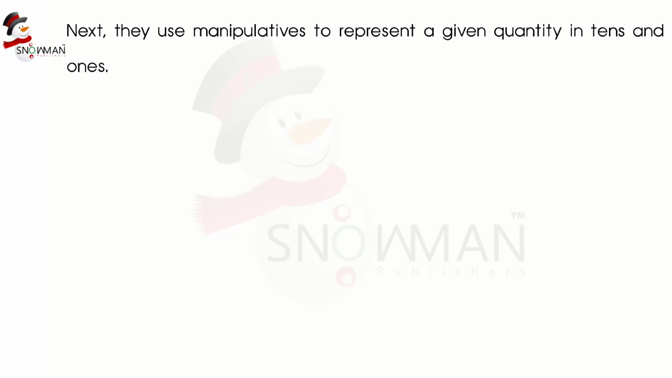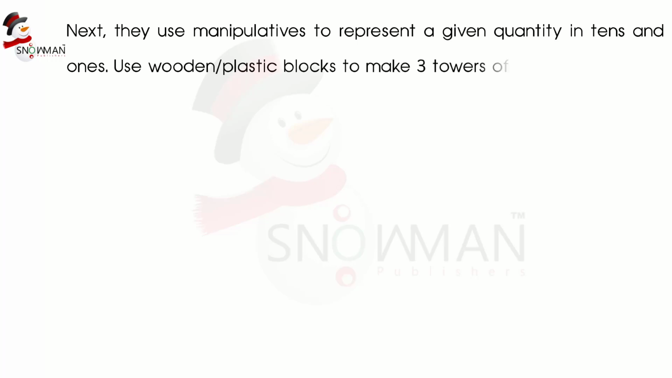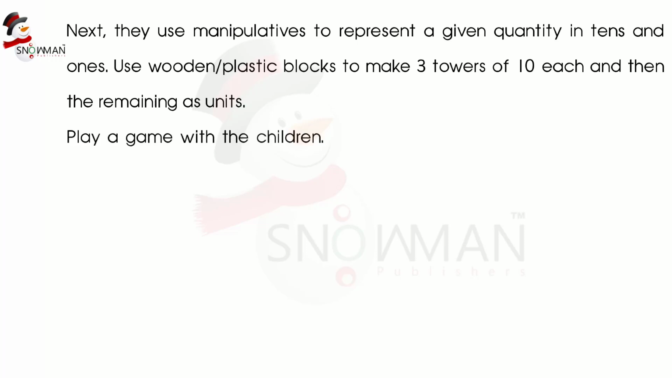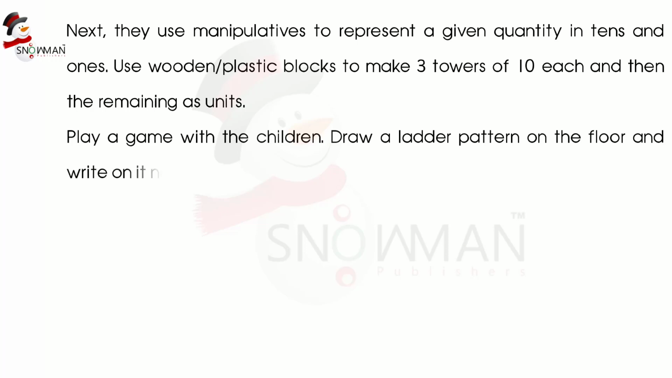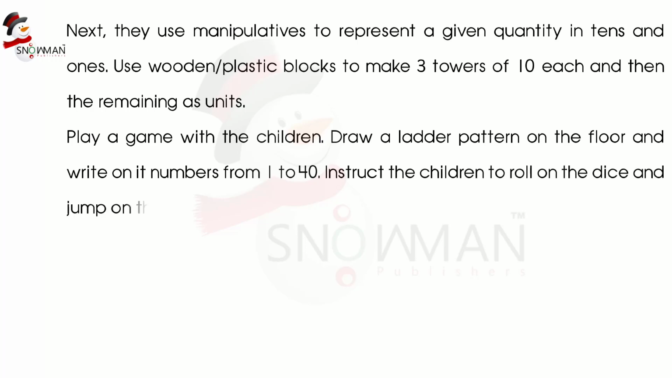Next, they use manipulatives to represent a given quantity in tens and ones. Use wooden or plastic blocks to make 3 towers of 10 each and then the remaining as units. Play a game with the children. Draw a letter pattern on the floor and write on it numbers from 1 to 40. Instruct the children to roll a dice and jump on the number. Make sure that the starting point is 1.